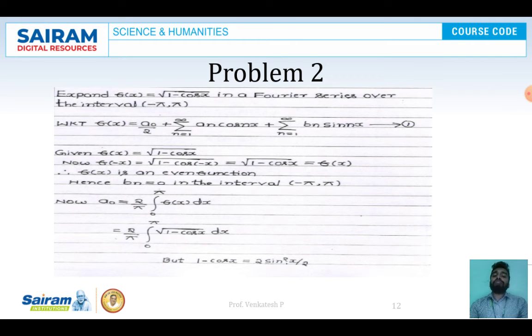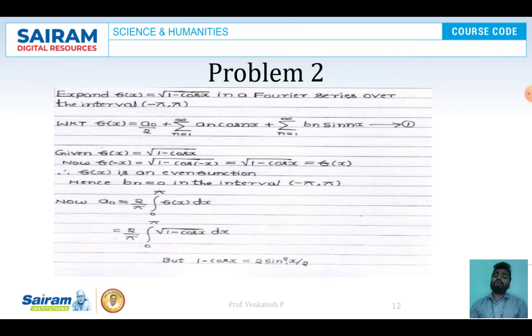Now we need to verify whether the given function f of x is equal to square root of 1 minus cos x is odd or even. Same as the previous problem, replace x with minus x. After checking, we got that square root of 1 minus cos x is an even function. Since the function is even, only b n will be 0 in this interval. Now our job is to find the values of a naught as well as a n.